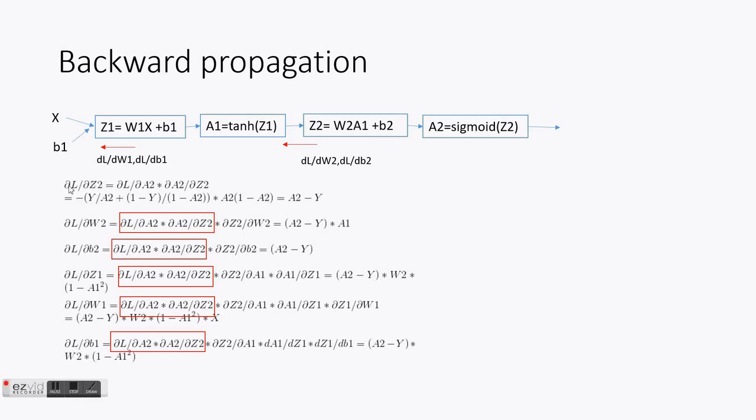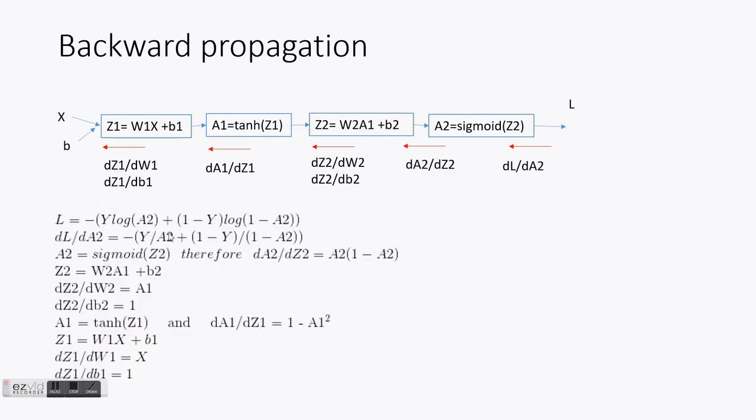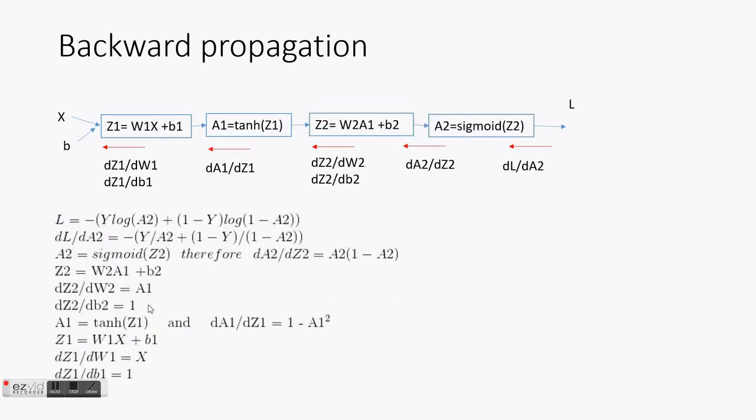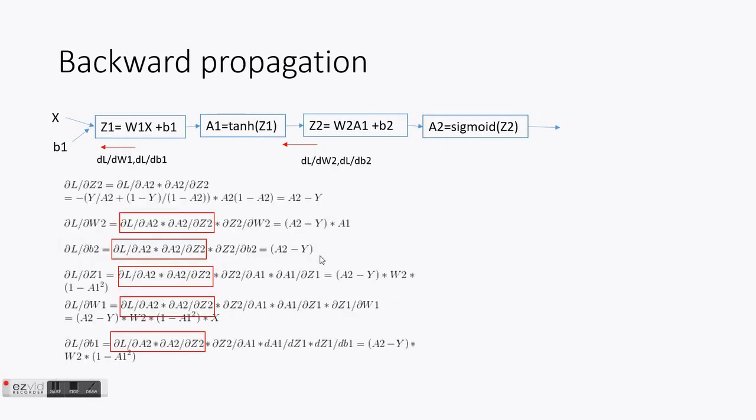Now we have already found above that ∂L/∂Z2 is A2 minus Y, and ∂Z2/∂W2 is A1. So we are left with (A2 minus Y) into A1. And ∂L/∂B2, again this term is basically ∂L/∂Z2, which is A2 minus Y, and ∂Z2/∂B2 is 1. So we are just left with A2 minus Y.